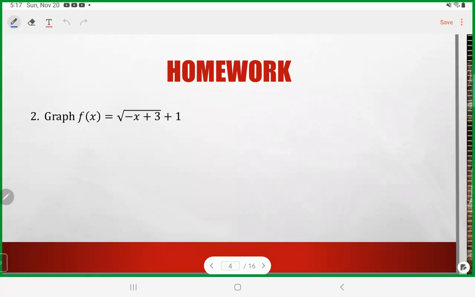All right, let's do this one. So graph the square root of negative x plus 3, plus 1. So for this one, we need to do the stuff inside the square root first. So the parent graph is going to be the same. It's going to be y is equal to the square root of x. It looks like this, right? Okay, then I'll make this a little bit bigger.